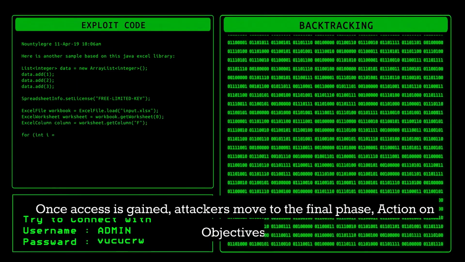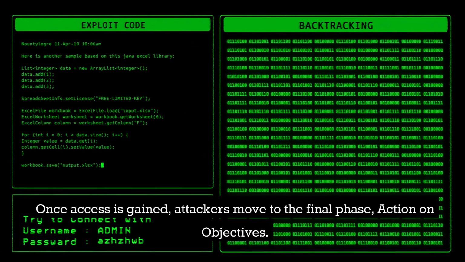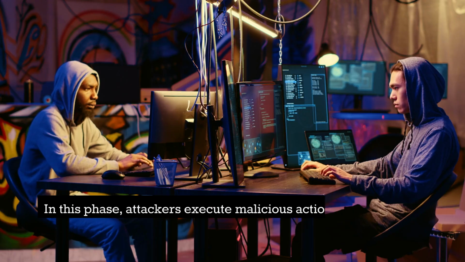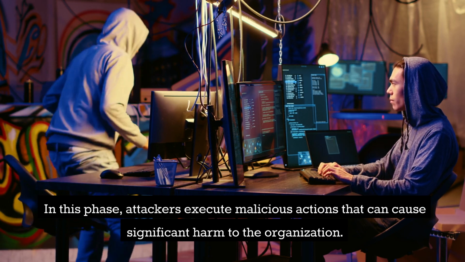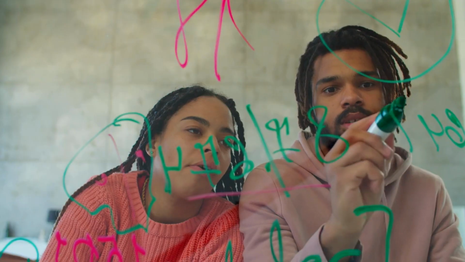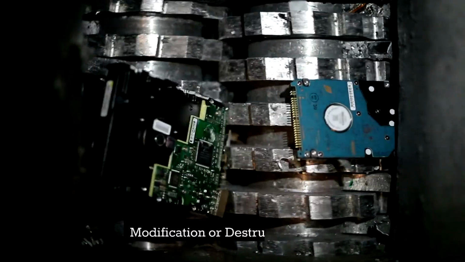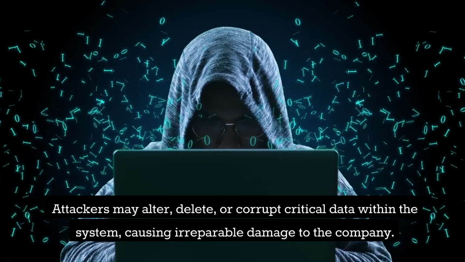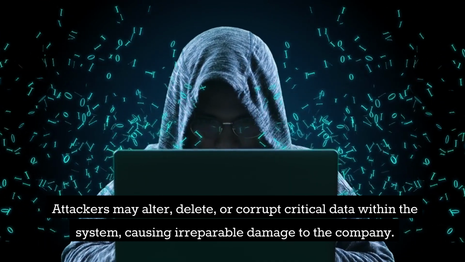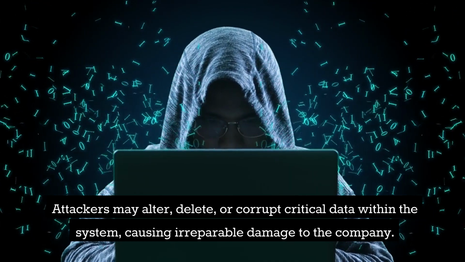Phase 4, action on objectives. Once access is gained, attackers move to the final phase, action on objectives. In this phase, attackers execute malicious actions that can cause significant harm to the organization. Let's examine specific examples. Modification or destruction of data. Attackers may alter, delete, or corrupt critical data within the system, causing irreparable damage to the company.